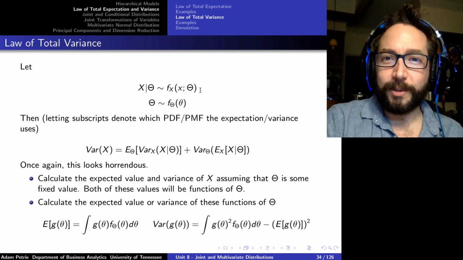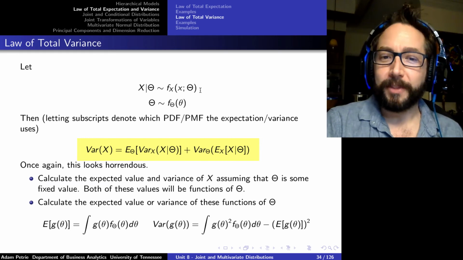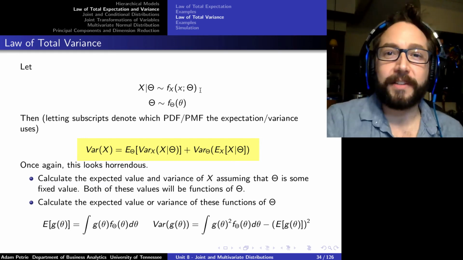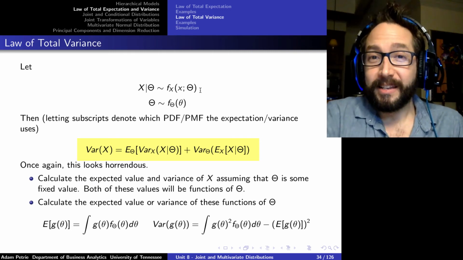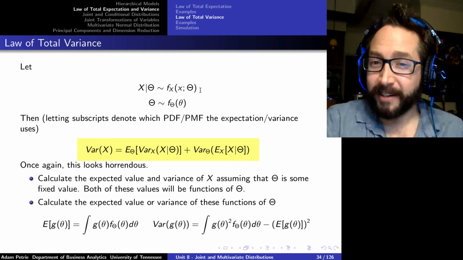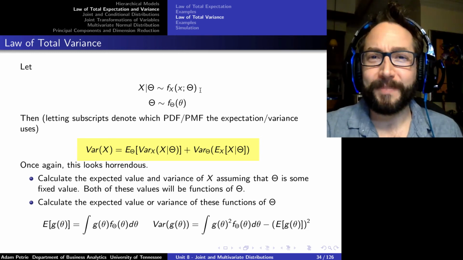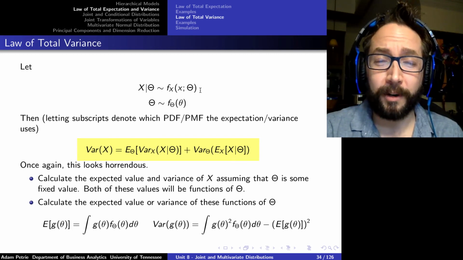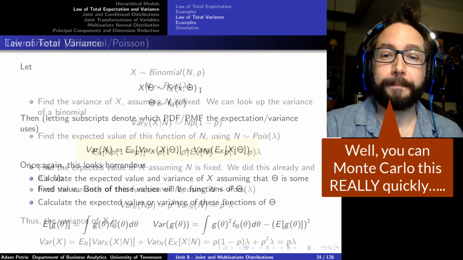What we're going to do is get the variance by adding up two separate values. The first value is going to be the expected value of the variance of the conditional distribution of x given theta. The second term is going to ask us to calculate the variance of the expected value of x given theta. Now that's really a mouthful. We're going to have to work through an example to see how this works, and it's a lot of math. There's really no great way around this one.